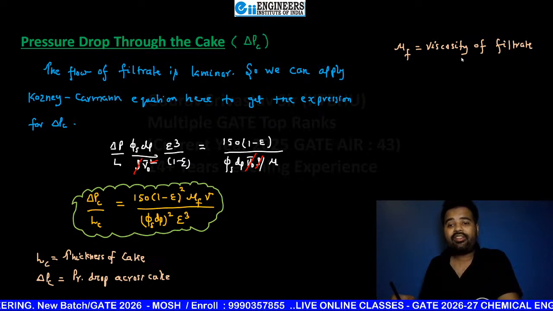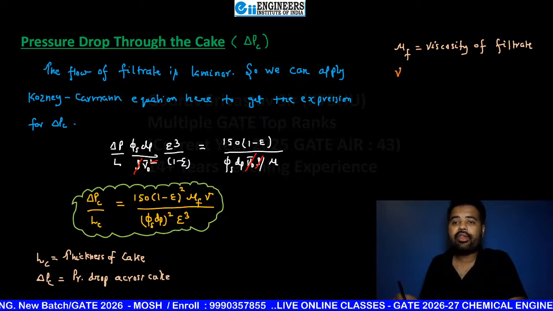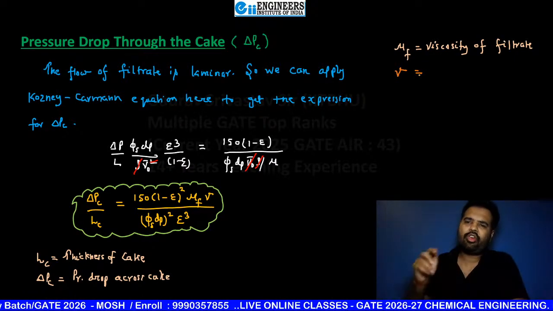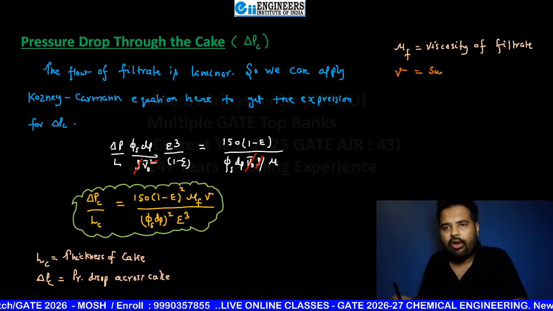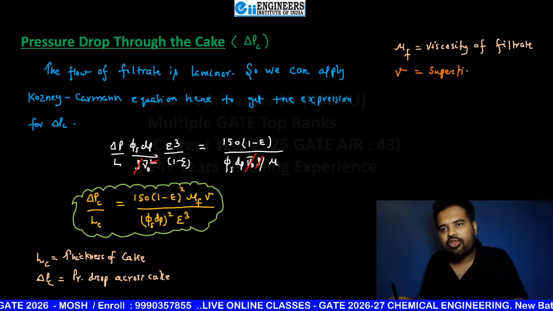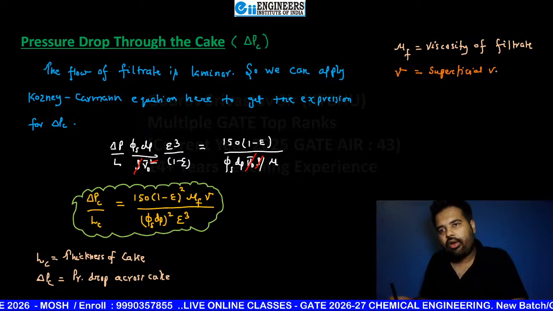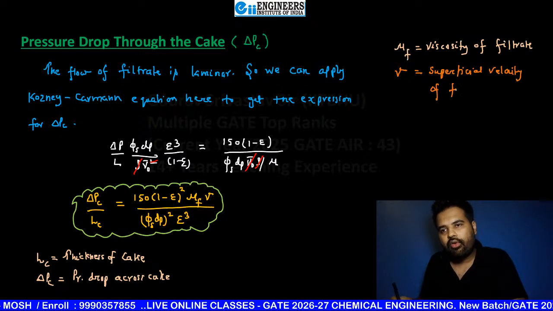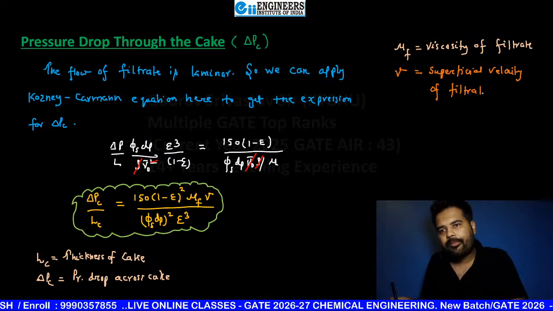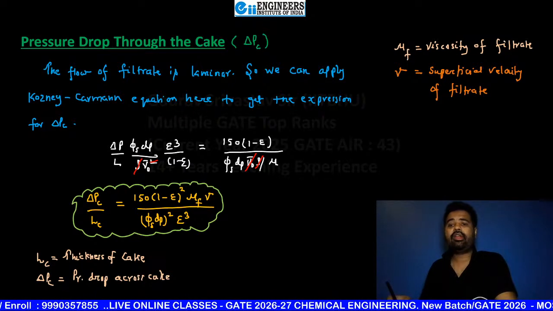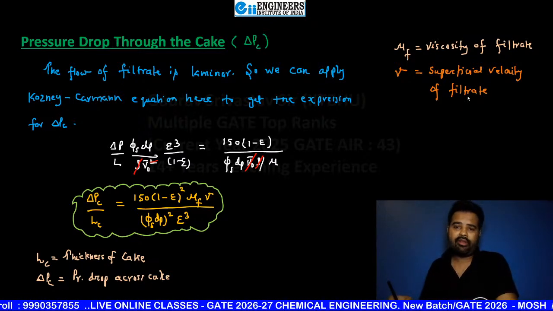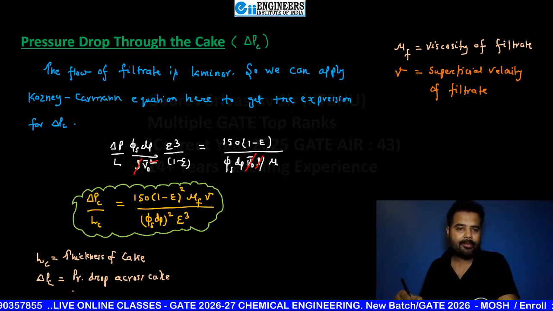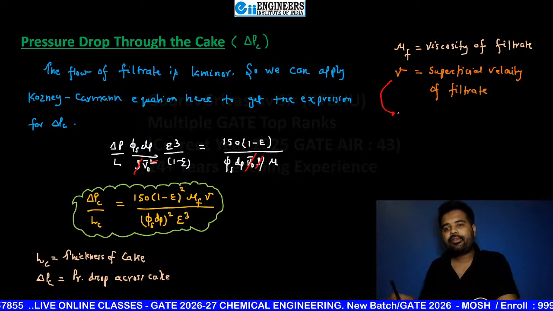Now, what is this V? Sir, this time you are writing just V and not V naught, but it is the same as V naught bar. So this is superficial velocity of filtrate. What does it mean, sir? How can we calculate it? It's very easy. You can write this V as Q by A.